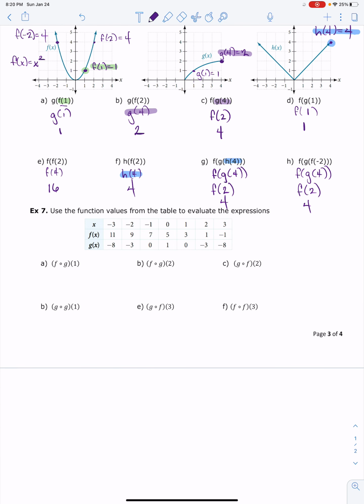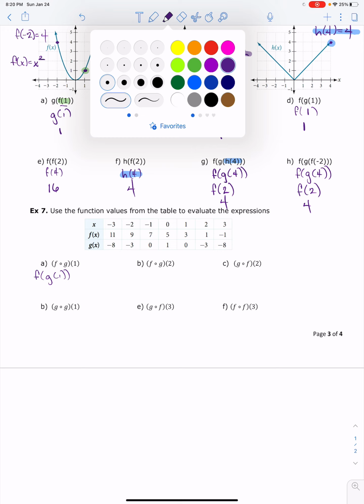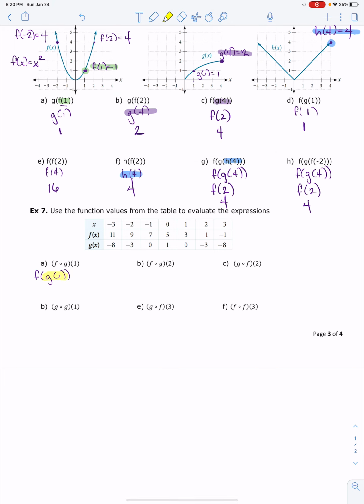Example 7. Pretty consistent, except here we're using a table instead of the graph. So that open circle means composition. This is actually looking for f of g of 1. And so let's see what we can do to color coordinate here. G of 1, here's my 1. G of 1 is 0. So now we're looking for f of 0. I'll pick a different color. Here's my function f. There's my 0. F of 0 is 5.